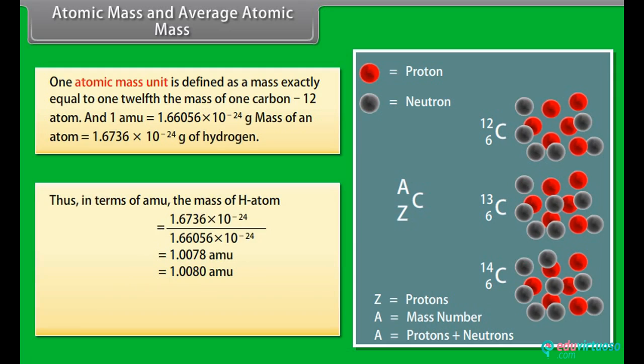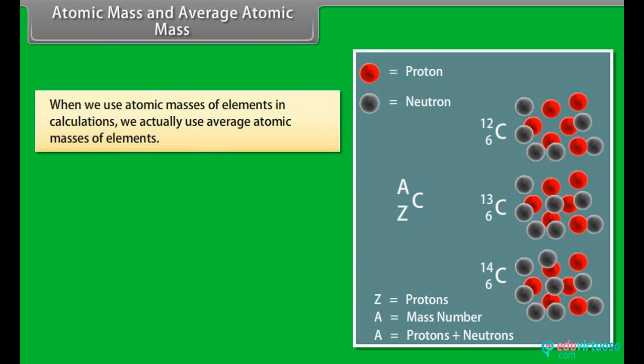Thus, in terms of AMU, the mass of each hydrogen atom is equal to 1.6736 into 10 raised to the power minus 24 upon 1.66056 into 10 raised to the power minus 24, which is equal to 1.0078 AMU, which equals 1.0080 AMU. Similarly, the mass of an oxygen-16 atom would be 15.995 AMU. When we use atomic masses of elements in calculations, we actually use average atomic masses of elements.